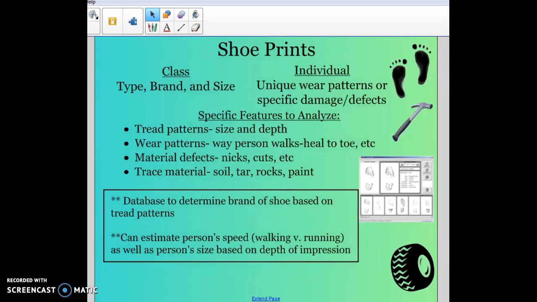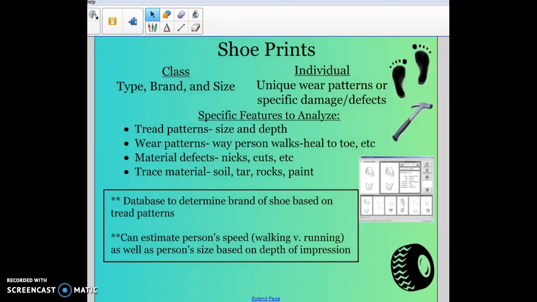Class evidence that you're looking for in shoe prints are the type of shoe, whether it is a running shoe, a work boot, a high-heeled shoe, the brand of shoe, Nike, Adidas, so on and so forth, and then the size, right? An 8, a 9, so on and so forth. So if they can narrow down the class evidence, that gives them a pretty good idea of the type of shoe. Is it a men's shoe, a women's shoe? Usually that's based on size, so on and so forth.